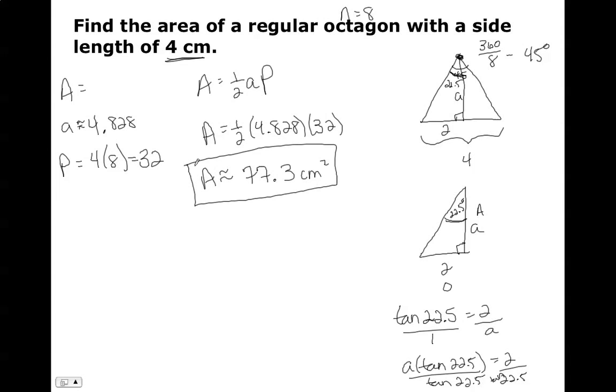If you don't understand this process, you could recognize that you have isosceles triangles within the polygon, and if it's an octagon, you have 8 of them. So you could actually find the area of one triangle and multiply by 8 and you get the same answer. But remember, you still have to find the height of the triangle, so you're still going to be involving trig.